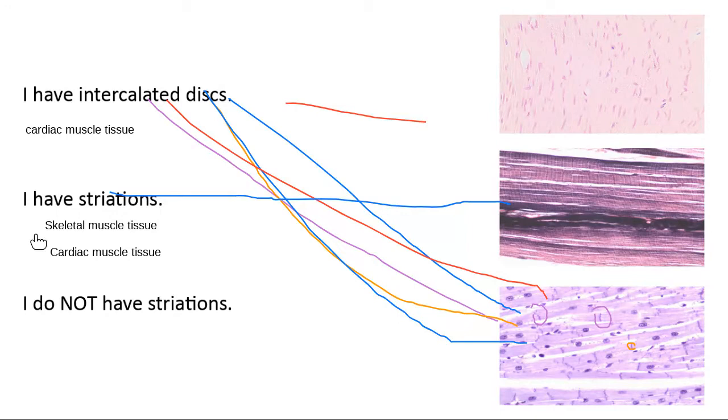So we said that skeletal and cardiac do have striations. That means my one muscle tissue that does not have striations, what's that one called? The one with no striations. Yeah, smooth muscle tissue. Smooth muscle tissue gets its name because it doesn't have striations. So my two other types of muscle tissue do have striations. Smooth muscle tissue is the only kind that does not. So a few of those anatomical features of my types of tissue.